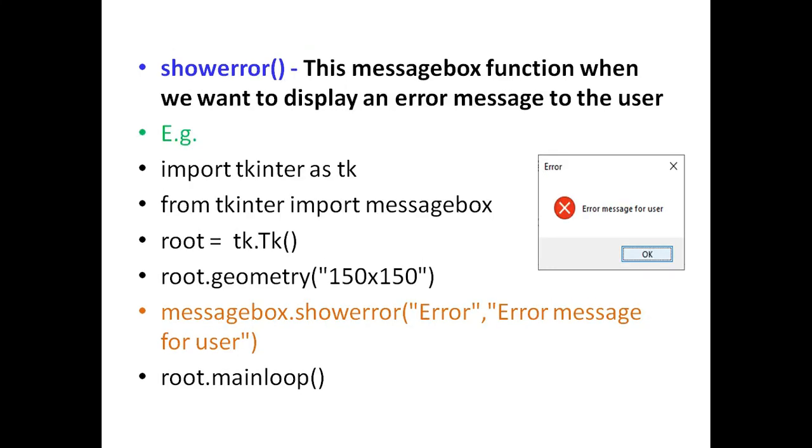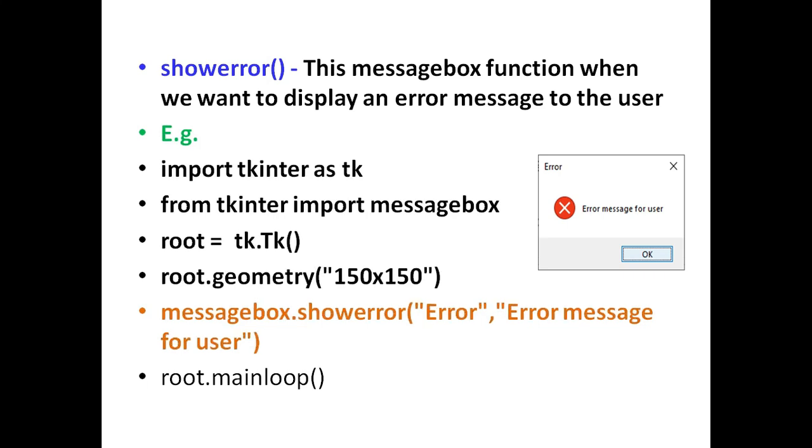Then showerror. This message box function is used when we want to display an error message to the user. It is when we use messagebox.showerror with title as error and message as error message for user, and when we execute, it will display the message window with title error, message as error message for user and icon for error.